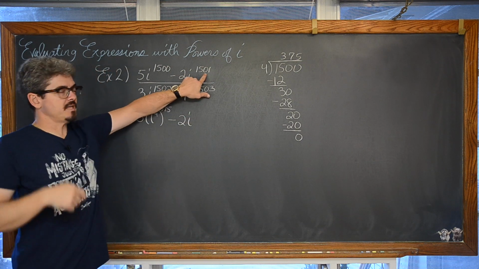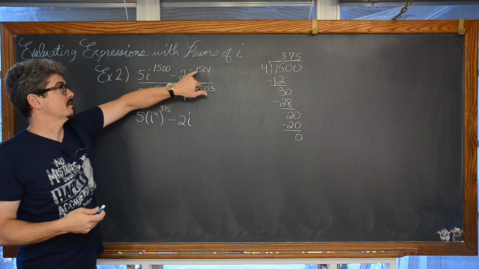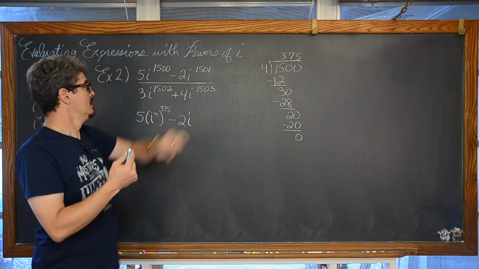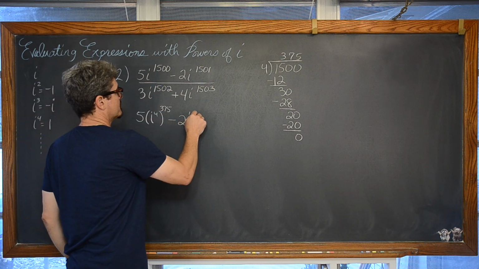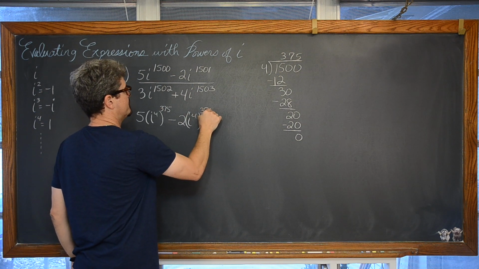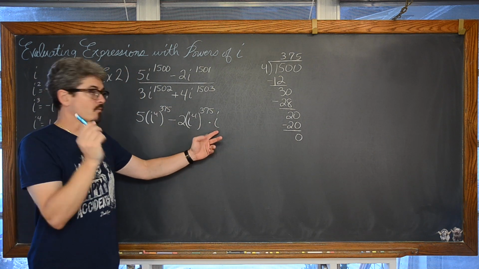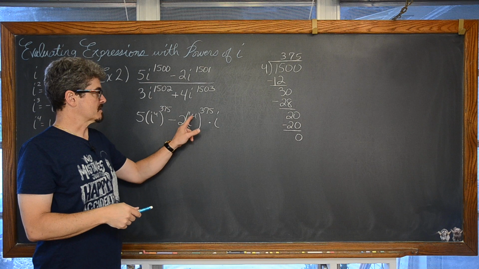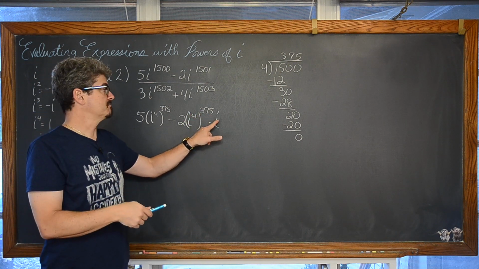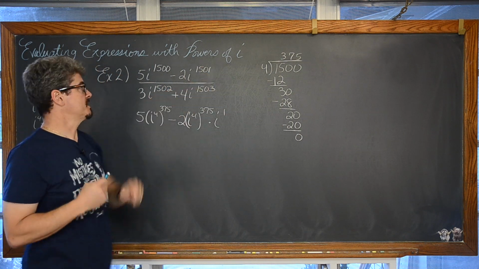Now, of course, 1501. Well, if 4 goes into 1500 evenly, it's going to go into 1501 the same number of times, except with a remainder of 1. So we're looking at i to the 4th being raised to the 375th power times another i. That's how we're going to deal with the remainder. There's a remainder of 1. So let's expand this out. 4 times 375 is 1500, plus another 1 gives you that power of 1501.